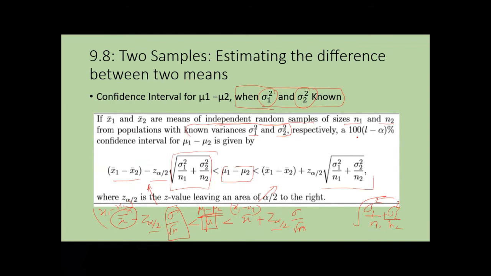And a 100 times 1 minus alpha percent confidence interval. Some confidence interval like 95%, 99% confident. How far you are confident that your difference of two means will fall in this interval. The confidence level will be given. From the confidence level, we are supposed to find alpha and then alpha by 2, and then find the z value for which the right side area is alpha by 2. Okay, these are the things we should remember while writing this formula.